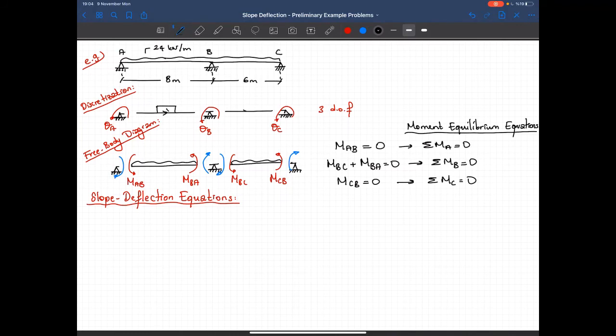That's member 1. That's member 2. Again, since I'm not solving any differential equation, I'm not showing any local axis for these members because we don't need it anymore. We are not solving any differential equation, right? So I just exclude them. Now, let's start from member 1.